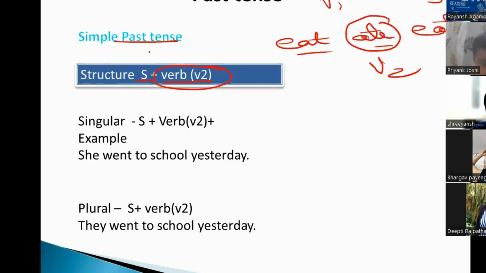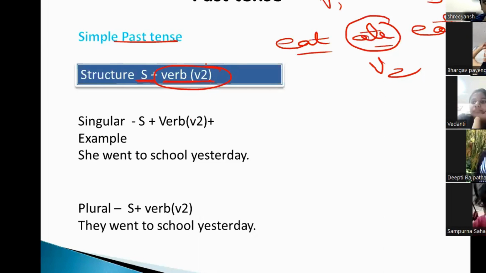Okay, so simple past tense is used to indicate the actions that were completed long back in past time. And for that, what is the structure? It is subject plus second form of verb. You have to use V2 form of verb in the simple past tense.